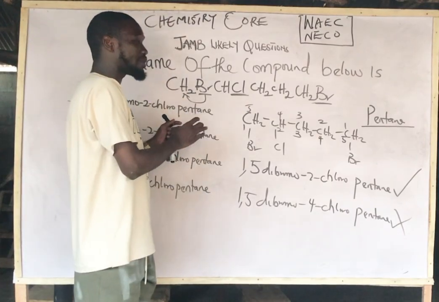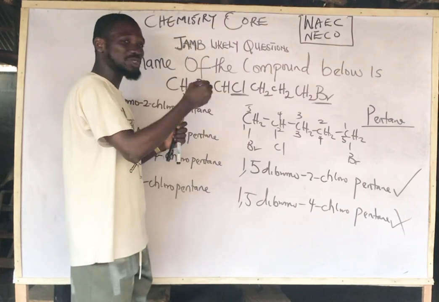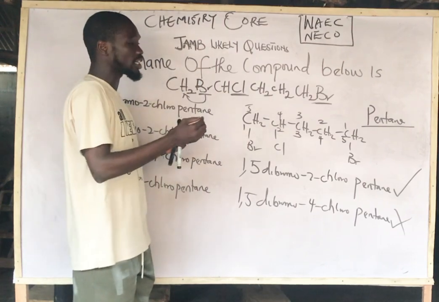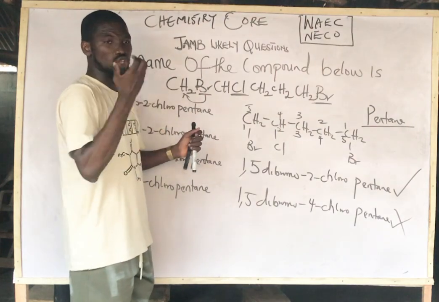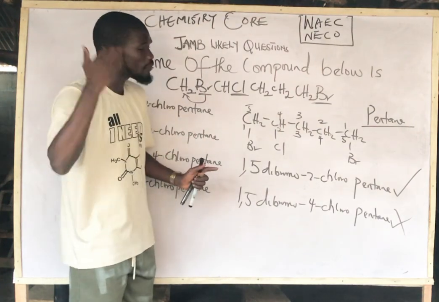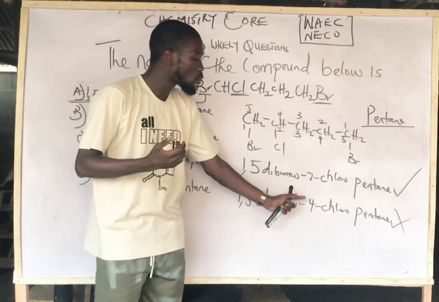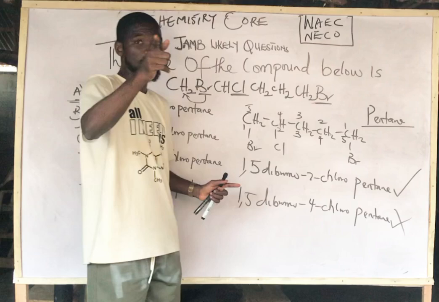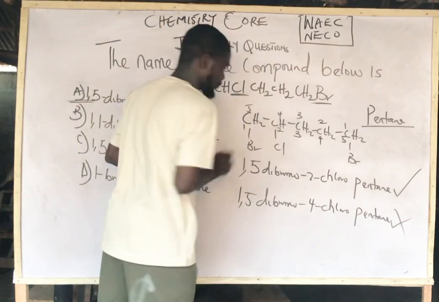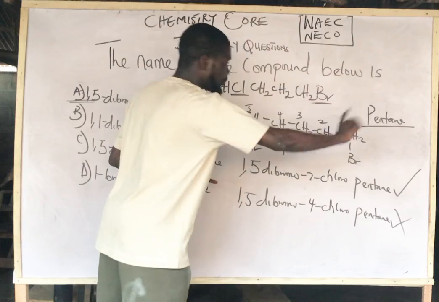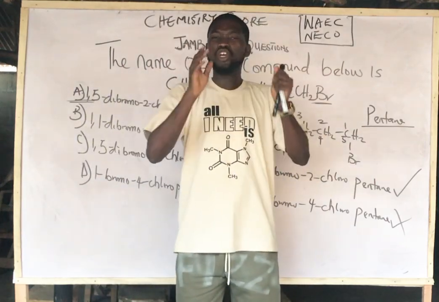And you need to know one thing as far as organic compound is concerned: any compound you think of, or if you name anything wrongly, if I'm not mistaken, you find it among the options. So some of you will fall victim of naming the organic compound as 1,5-dibromo-4-chloropentane. It is wrong. The correct naming is 1,5-dibromo-2-chloropentane.